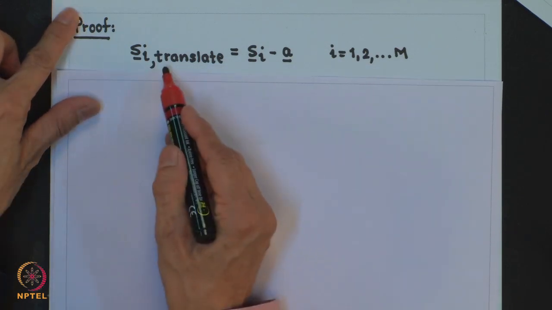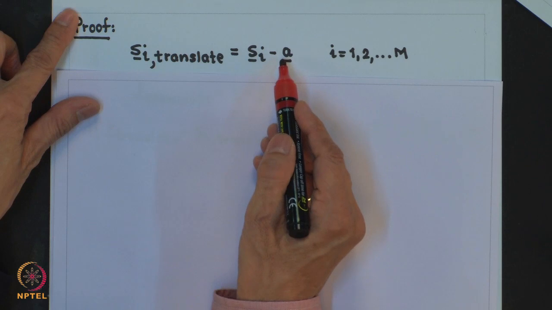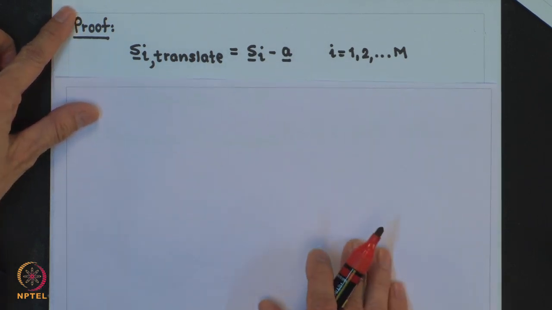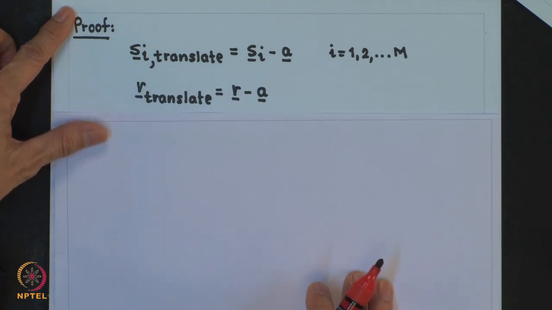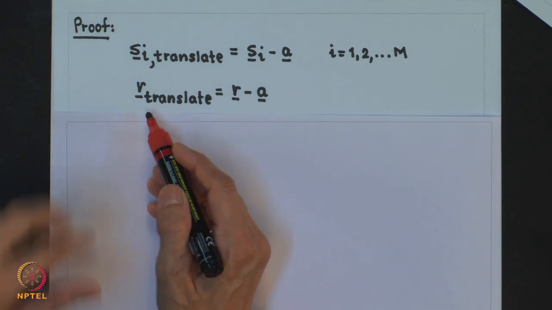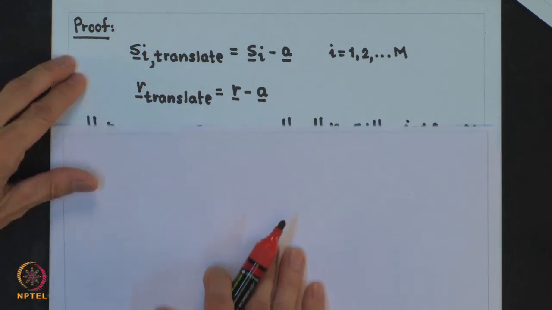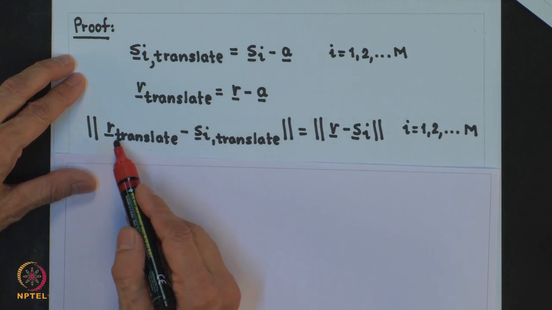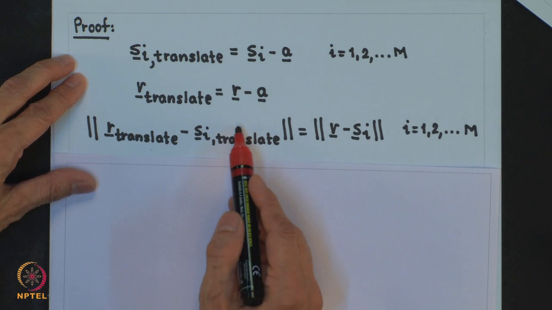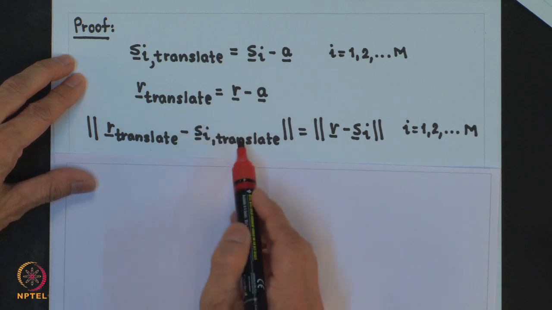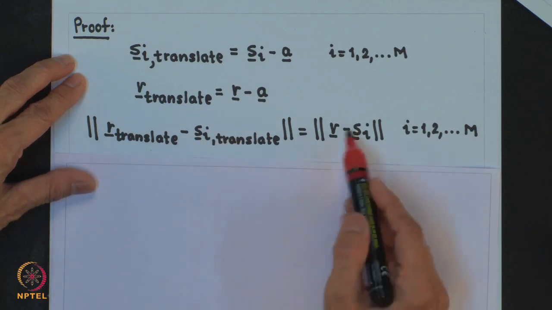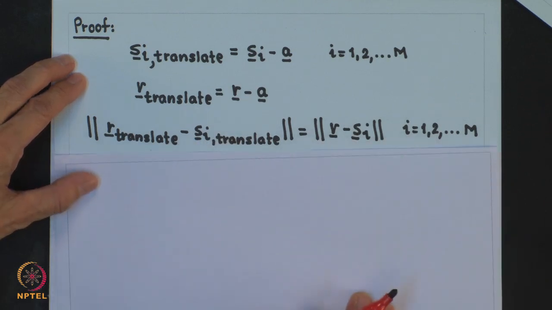My signal vector has got translated. A is some arbitrary shift vector. The received vector will also get translated. Now, if I take the distance between the two, this is the new received vector, this is my signal vector after translation. I take the difference, the Euclidean distance, it remains the same, correct.